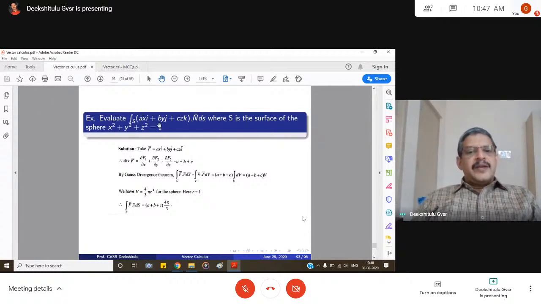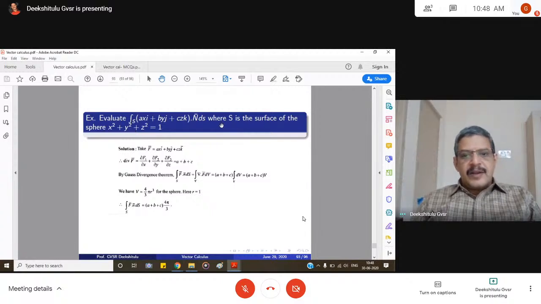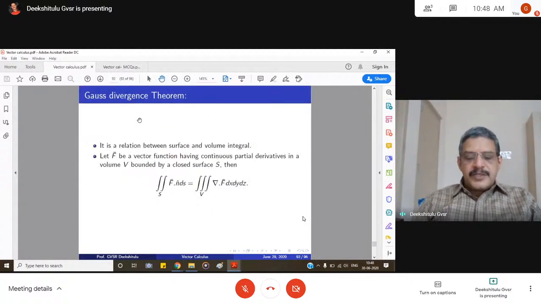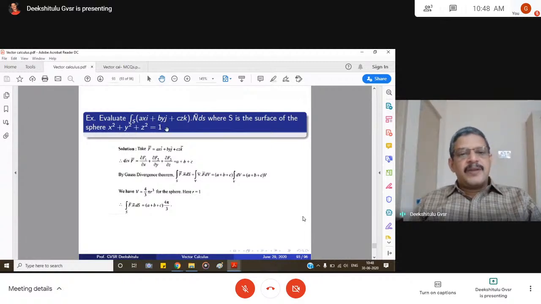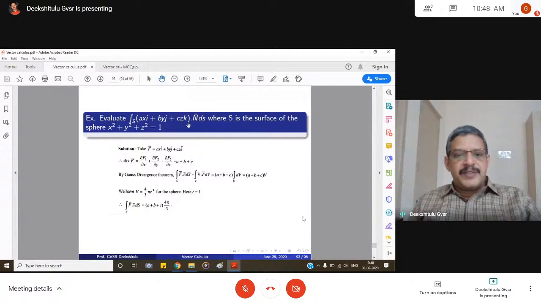Evaluate the surface integral of ax i plus by j plus cz k dot n dS. Mind you, here it is written as a single integral, but over a surface S. Even if you write it like this and mention the surface S, we have to treat it as a double integral. Don't assume that it is a line integral. Here S is the surface of the sphere x square plus y square plus z square equals 1. So this is f dot n dS, where f is ax i plus by j plus cz k.